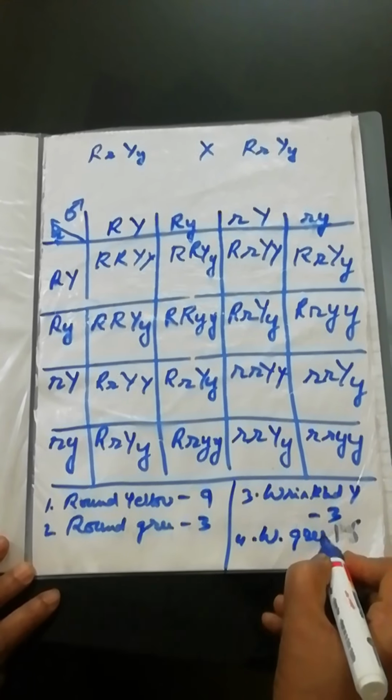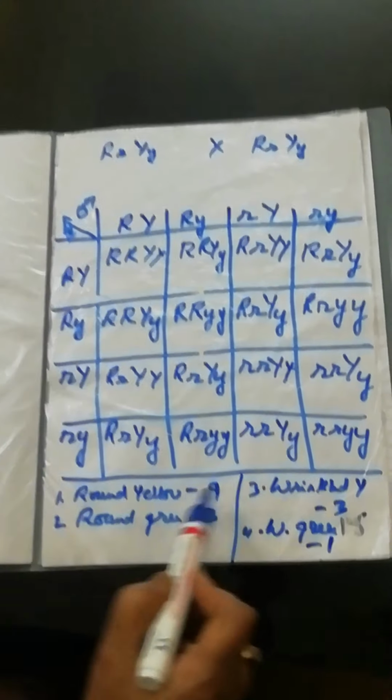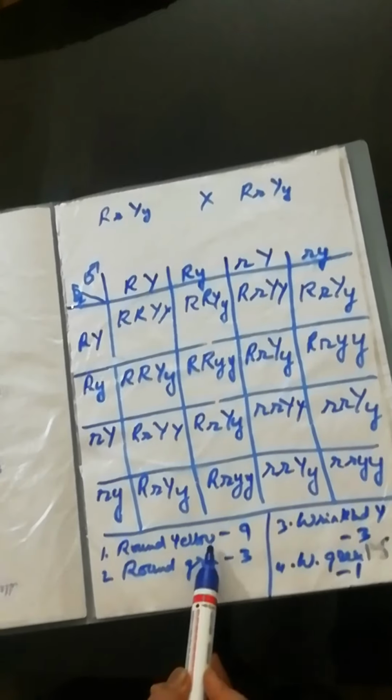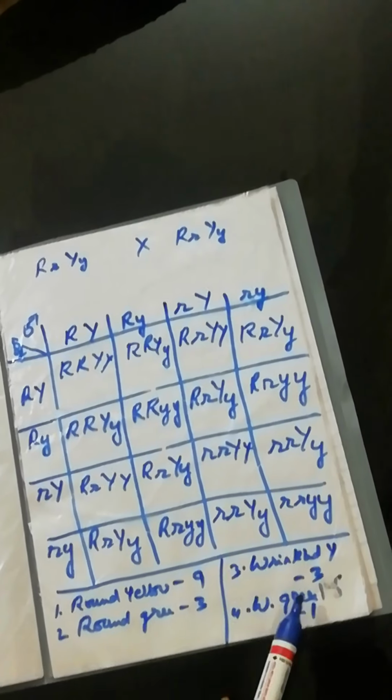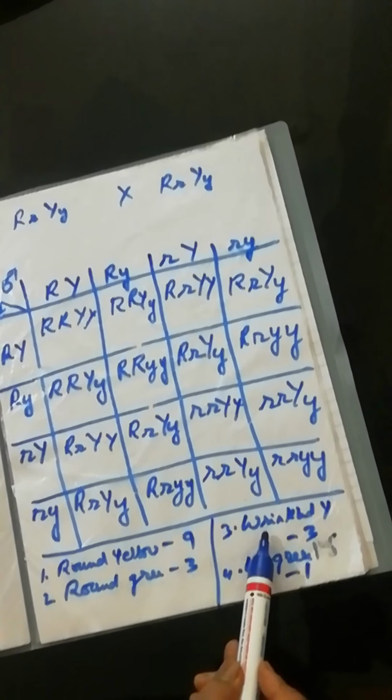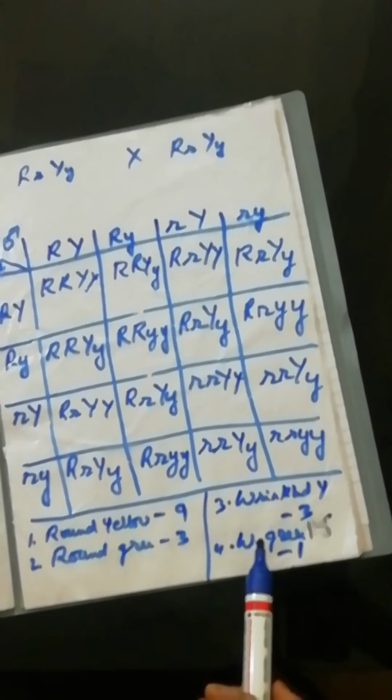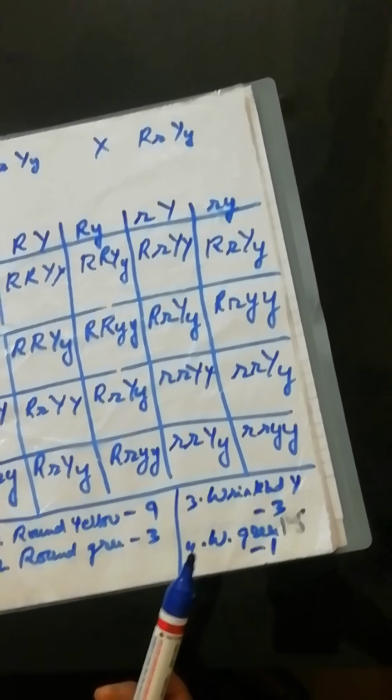See, total how many progeny are there? 4 and 4, 16. So 9, 3, 3, 1. Out of 16, 9 are both dominant. Round yellow is what? Both dominant. And 3 and 3 in the ratio, one is dominant, one is recessive. Round is dominant, green is recessive. Here, wrinkled is dominant and yellow is recessive. In this way, you can remember. Okay. So we have seen that in the hybrid, it was round yellow and the genotype was capital R, small r and capital Y, small y. But the segregation of one pair is independent of the other.